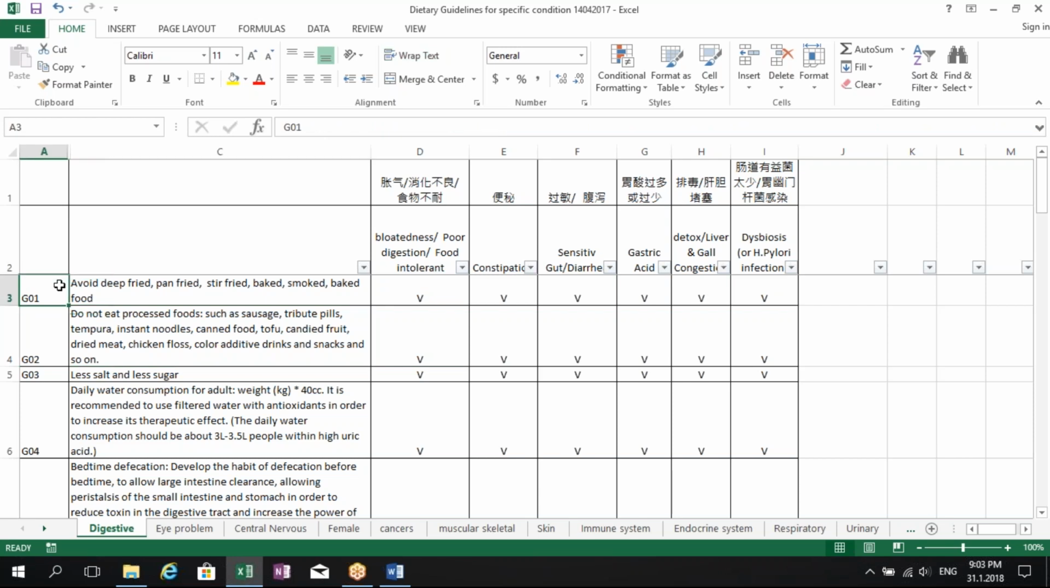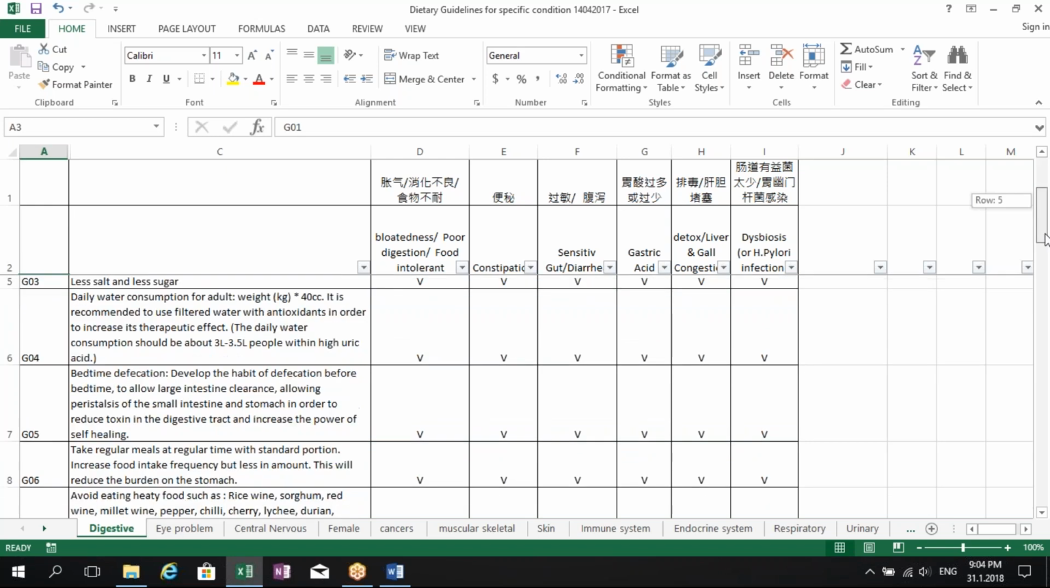So if you see the advice, you see the code number G. So all the G01, G02, G0 something. G means general advice. That means that it's applicable to almost everyone. Whatever condition it is, they are general advice. Drink more water, avoid cholesterol food, right? They are almost the same for everyone.